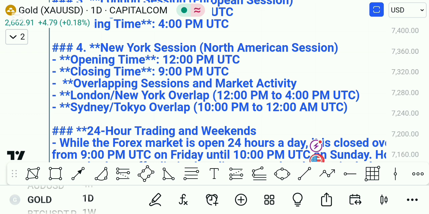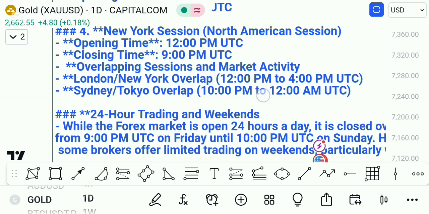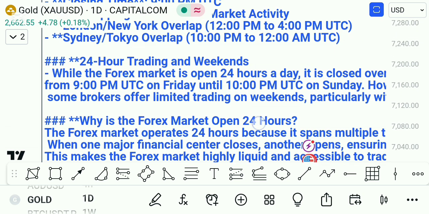You see, London is overlapping with New York, and this is the time. Sydney is overlapping with Tokyo. This is the time. Now they are trading hours. The trading occurs 24 hours and weekends. Now weekends, some of the brokers will allow it to happen, but weekends it normally happens majorly on cryptos.